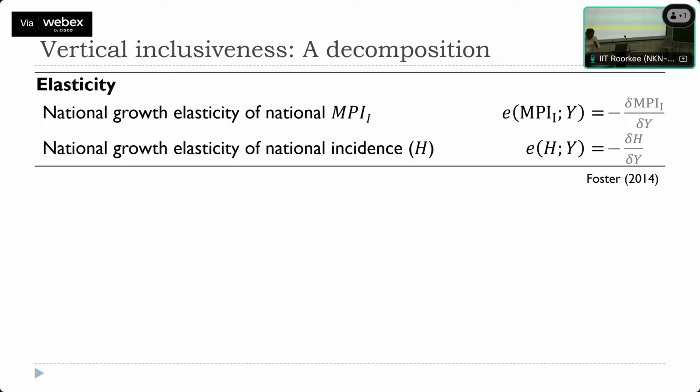Now the policy question for you. Suppose two states have a similar reduction in MPI. One state has a larger reduction in H, one state has a larger reduction in A. Possible, right? Because of a different combination. What are the policy implications? How do you see it? The two states, A and B, have both reduced MPI similarly. One state has reduced H more, one state has reduced A relatively more. What would be the policy implication?